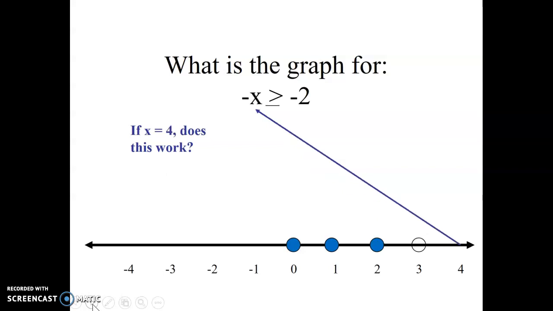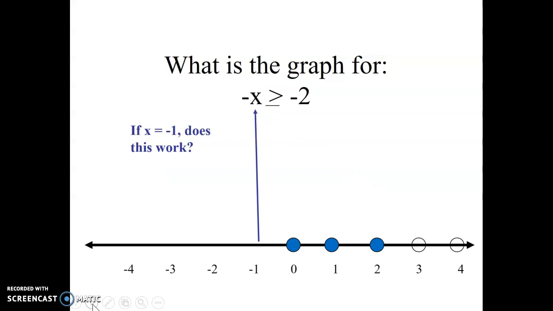What about 4? Is the opposite of 4 greater than or equal to -2? Well, what's the opposite of 4? -4. Is -4 greater than or equal to -2? It is not, okay? So we know 2 will be an answer that will work. We know these numbers that are smaller than 2 will work.